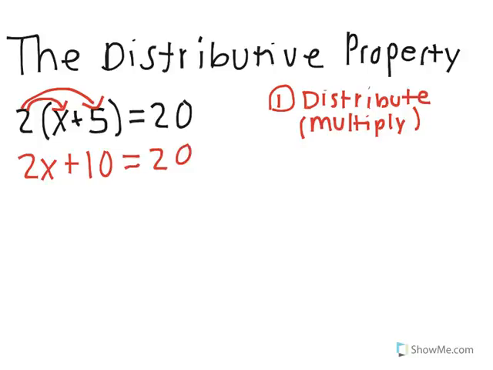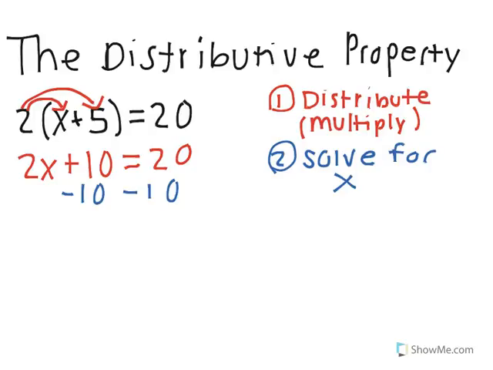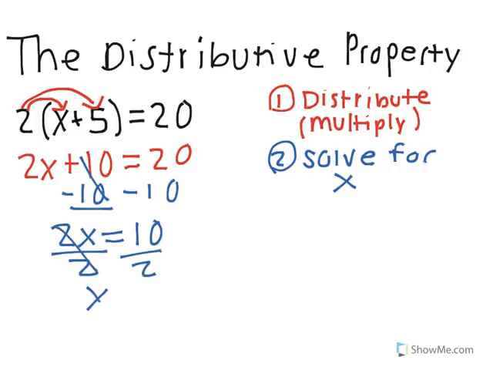to 20. Our next step is just solve for x like any old normal algebraic problem. So I'm going to subtract 10 to cancel it out. These are my combining like terms step, for anyone who remembers this. I'm going to divide by 2 to solve for x, because that crosses that out. X is equal to 5.